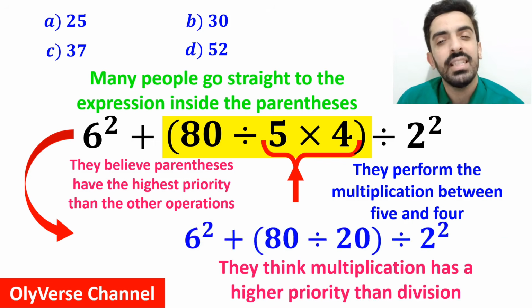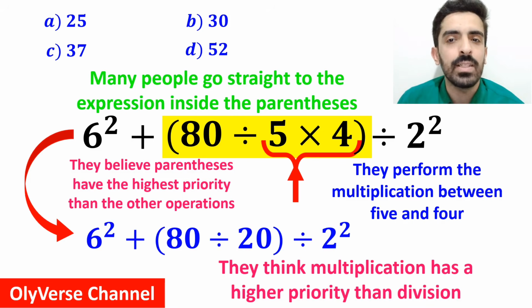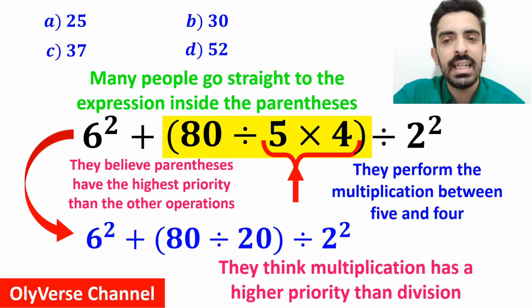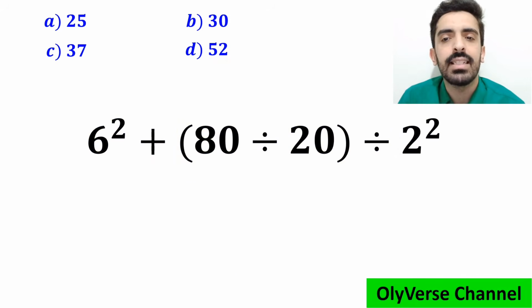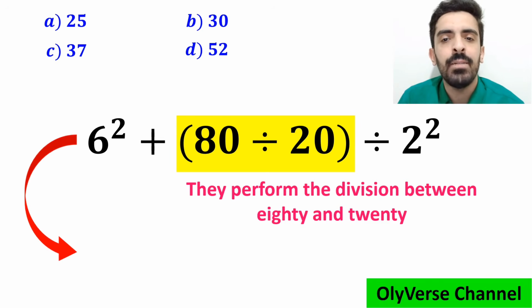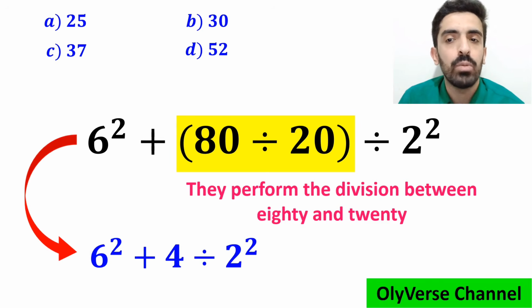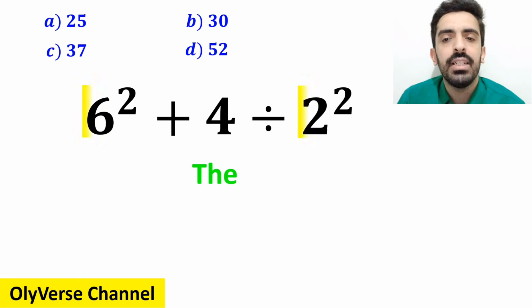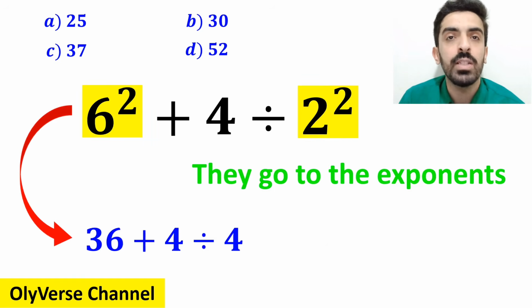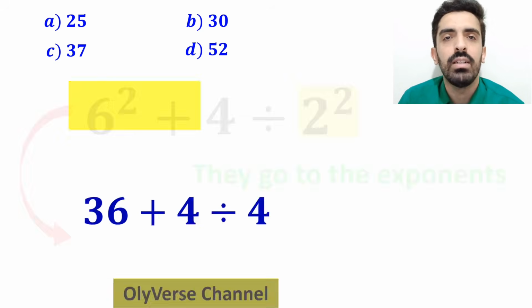So, they simplify this expression and write it as 6 squared plus 80 divided by 20 inside the parentheses, then divided by 2 squared. And the next step, they move on to the division between 80 and 20 and replace this expression with 6 squared plus 4 divided by 2 squared. Then, they go to the exponents and simplify this expression to 36 plus 4 divided by 4.